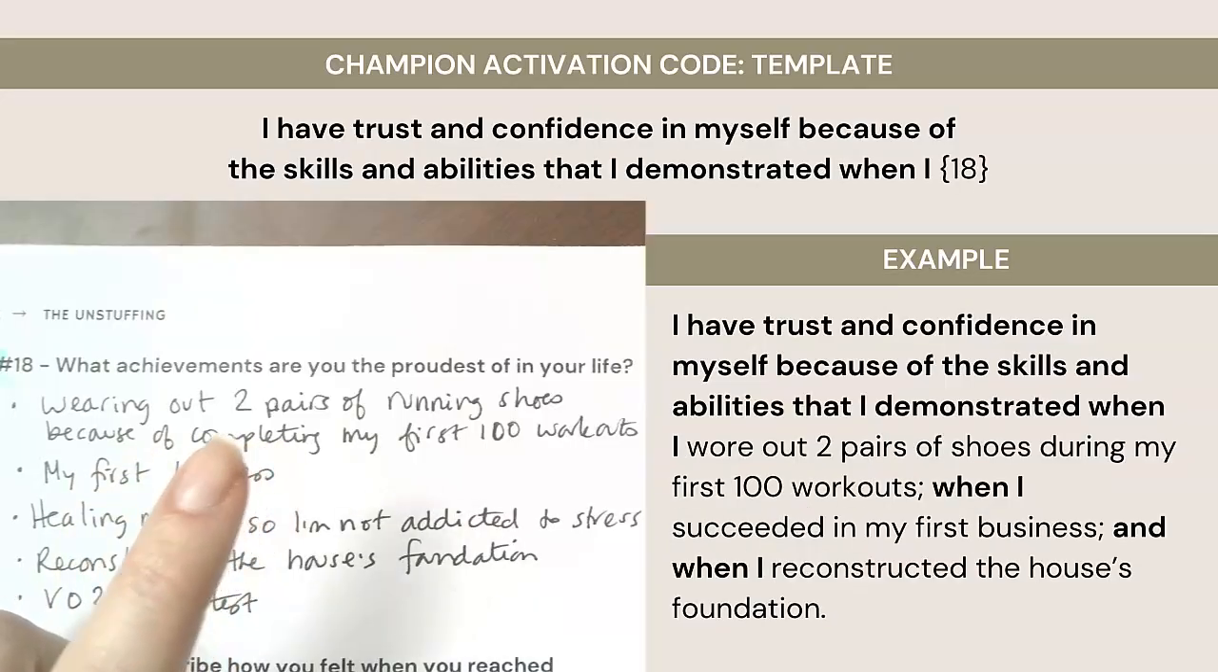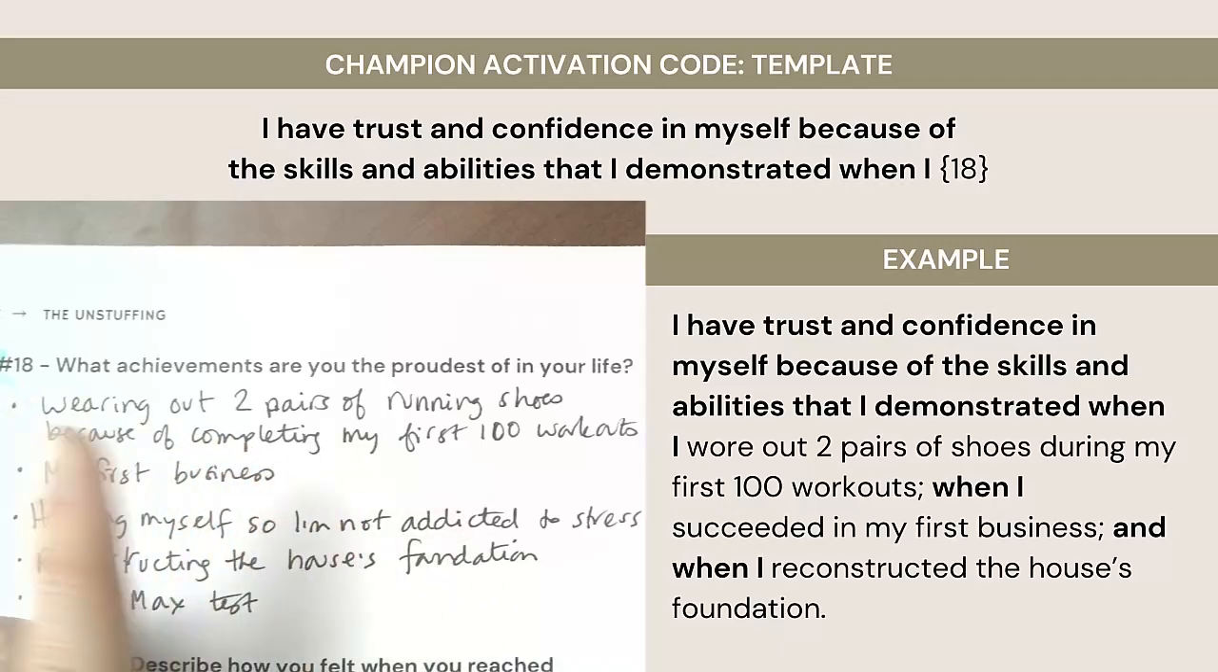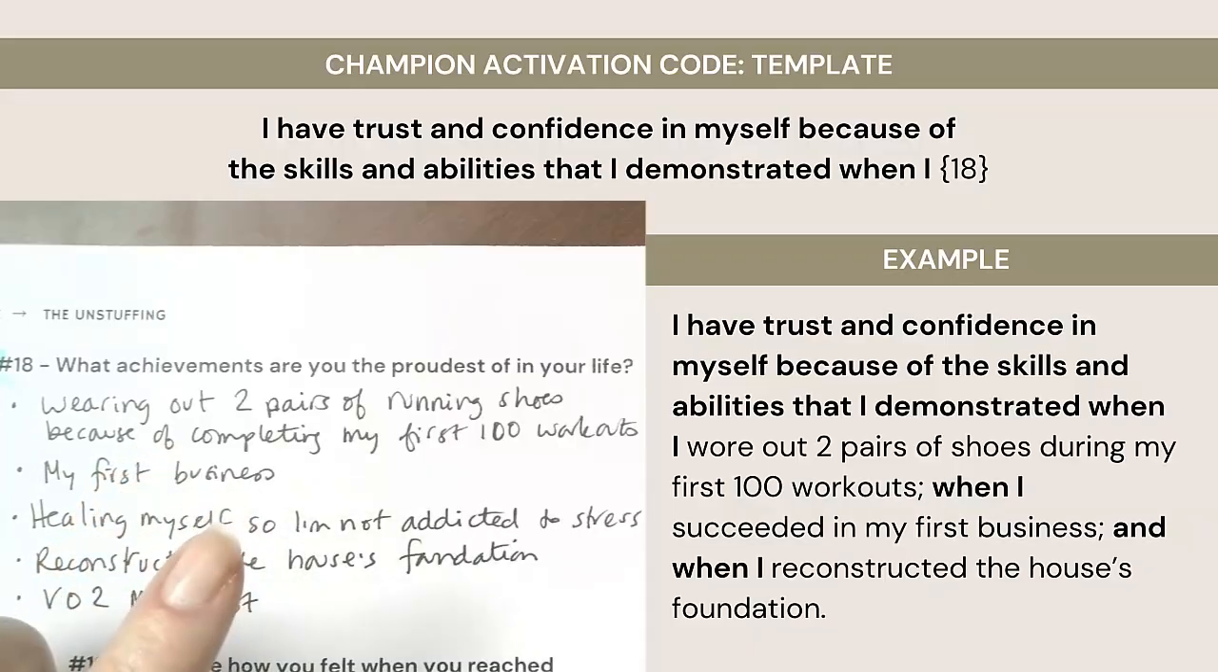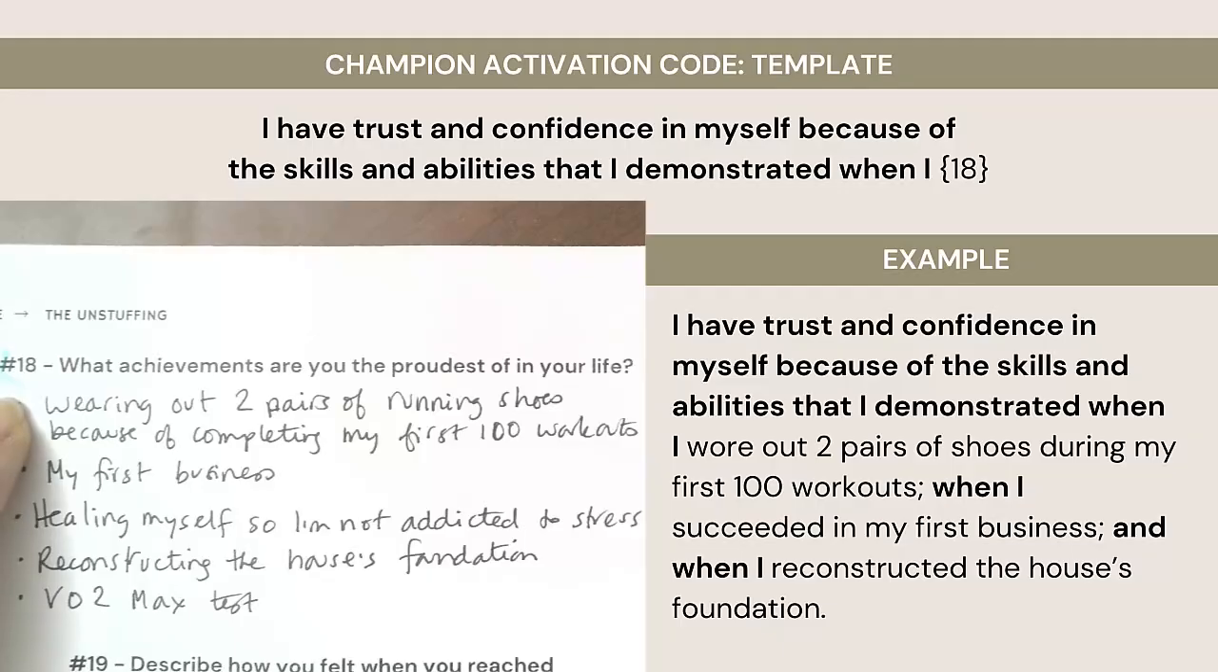Our next sentence is, I have trust and confidence in myself because of the skills and abilities that I demonstrated when I did the things in number 18. So when we look back at 18, I had these achievements that I was the proudest of in my life. And I'll tell you that every time I've answered these, this list of achievements has changed. So you may actually have more than this, but I would say just pull from whatever is coming up that you really just feel the best about.